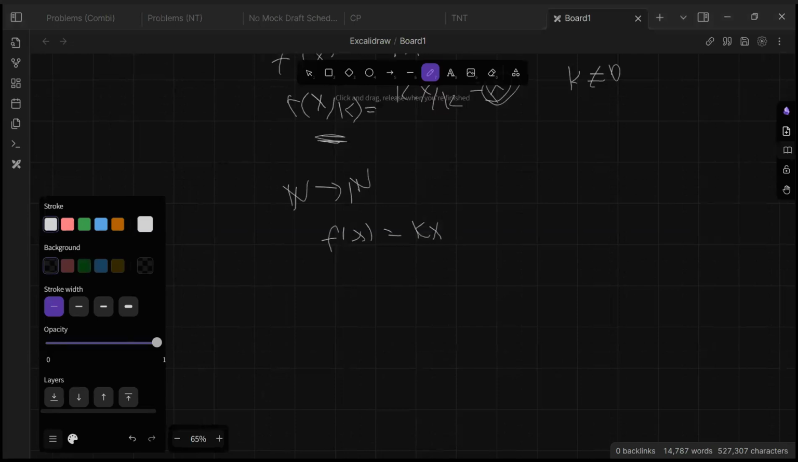Why is it surjective if and only if k is equal to 1? The opposite would be: it would be surjective if k is equal to 1, else it would not be surjective. Yes, exactly.